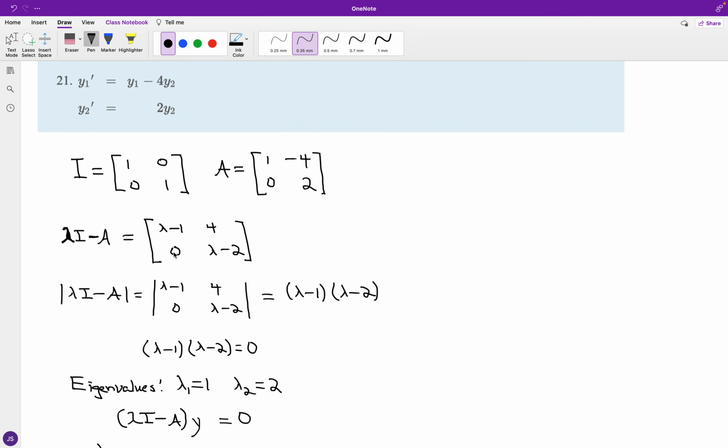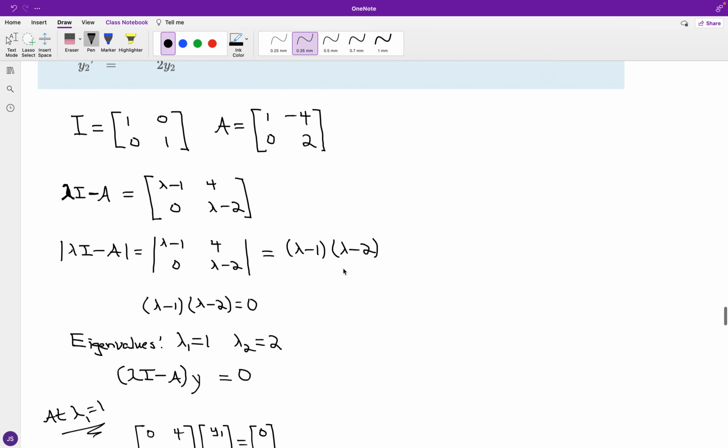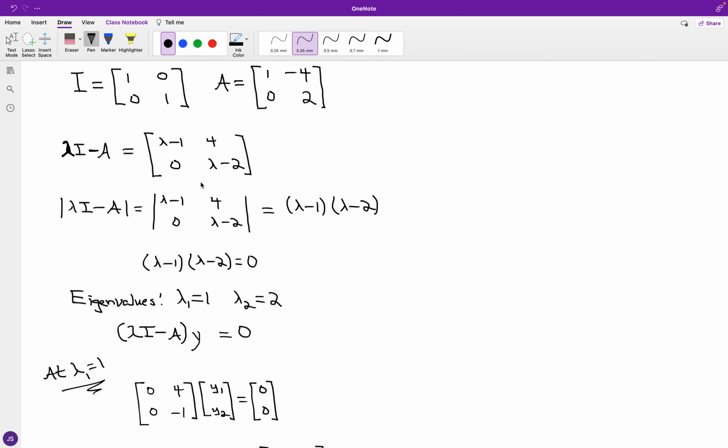Bottom row we have 0, and then we have lambda minus 2. And for the determinant, we're going to be looking at the product of lambda minus 1 quantity times the quantity of lambda minus 2, and putting what we have in terms of the characteristic equation. So we have both of these statements multiplying and setting to 0.